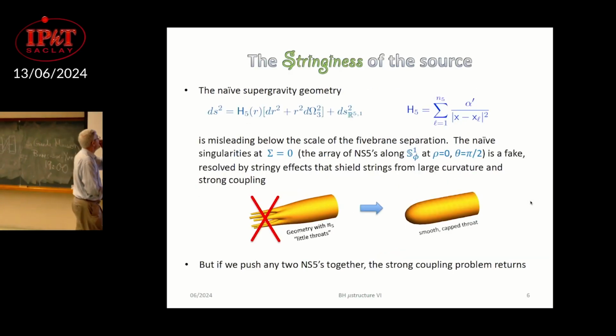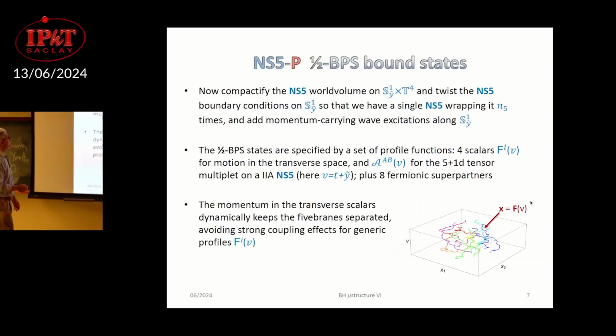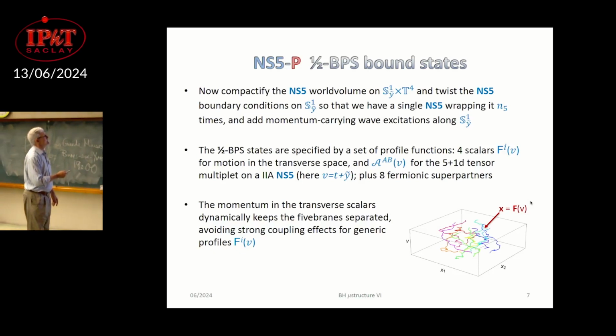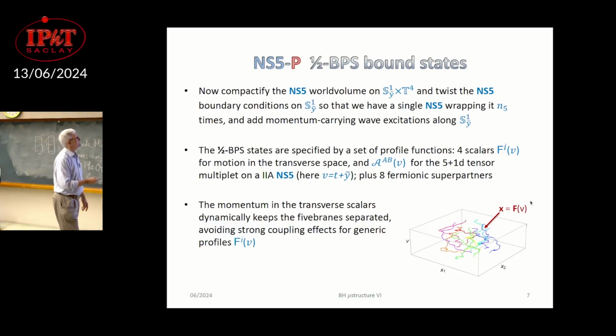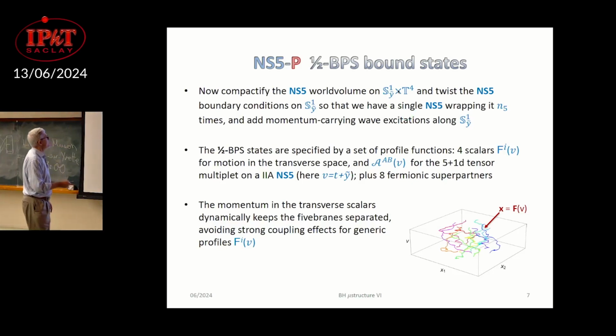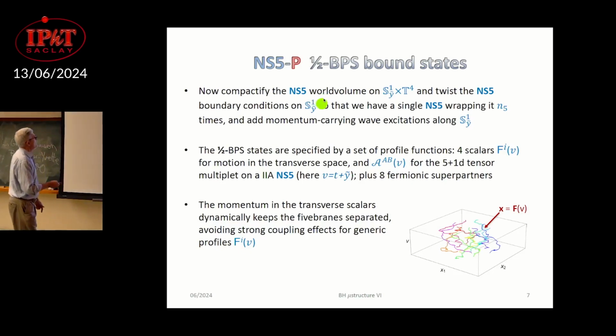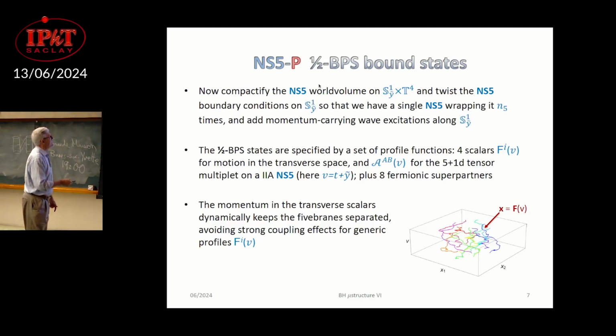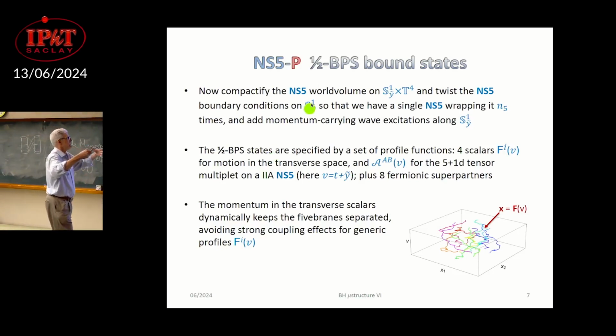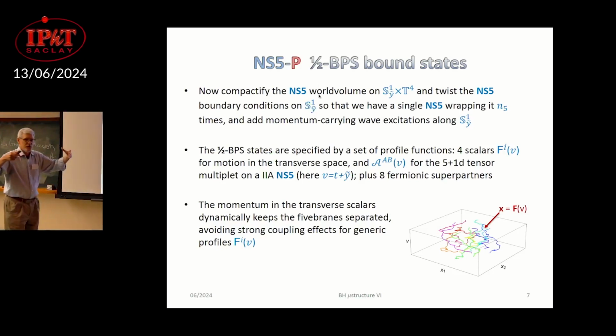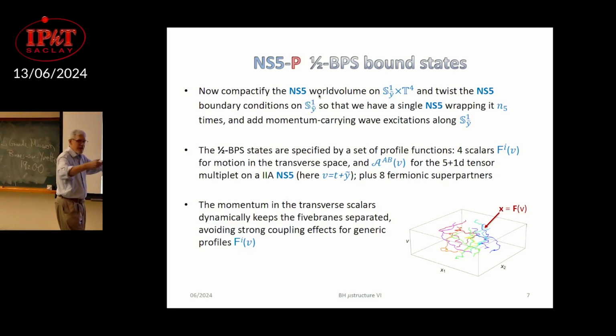Okay. Right. So now I'm going to torture the fibranes a little bit. So let's compactify them on a 5 torus. Let's twist the boundary conditions so that instead of having N5 separate fibranes, each of which wraps this circle once, I want one fibrane that wraps this circle N5 times. And the problem with that is that if I tried to separate the fibranes and I did nothing else, the fibranes would shorten their world volume by collapsing back together.